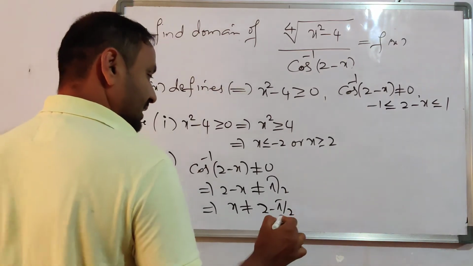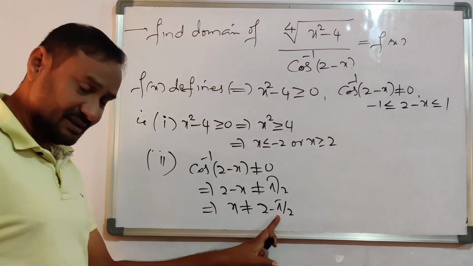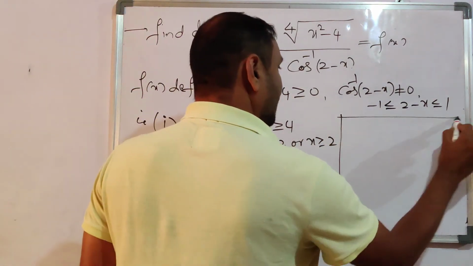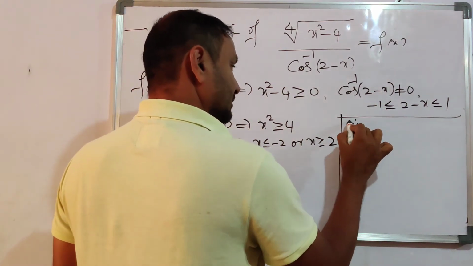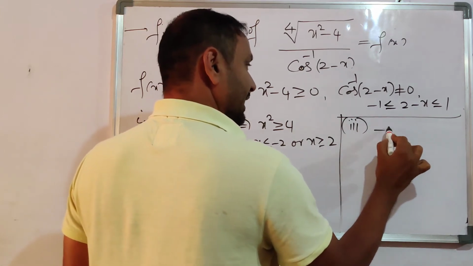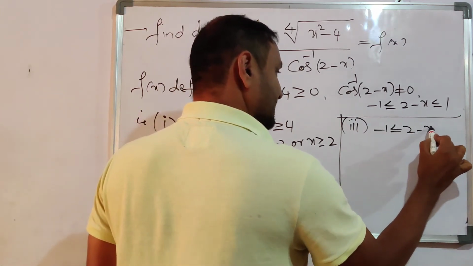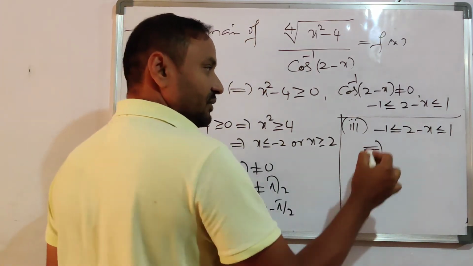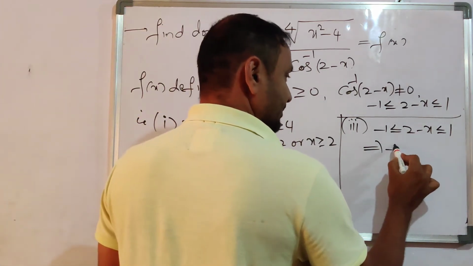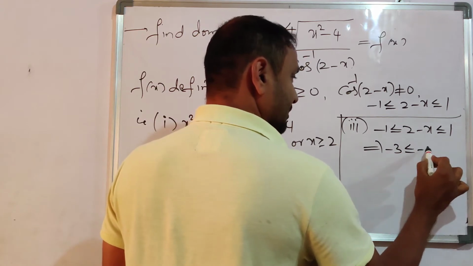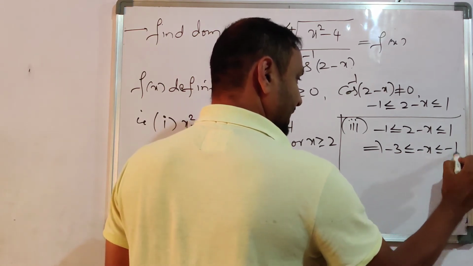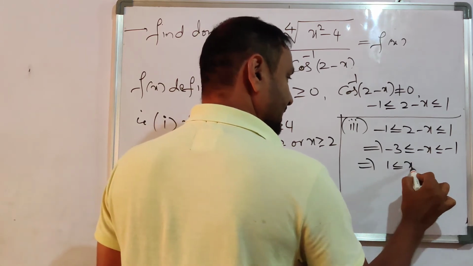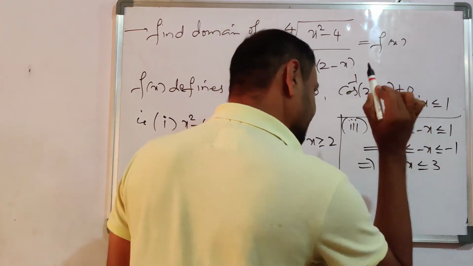This is less than 1. 2 minus pi by 2 less than 1. Don't forget, this is the second one. And the third one, that is minus 1 less than or equal to 2 minus x less than or equal to 1. Subtract 2 from this. That is minus 3 less than or equal to minus x less than or equal to minus 1. Multiply with minus 1: 1 less than or equal to x less than or equal to 3.